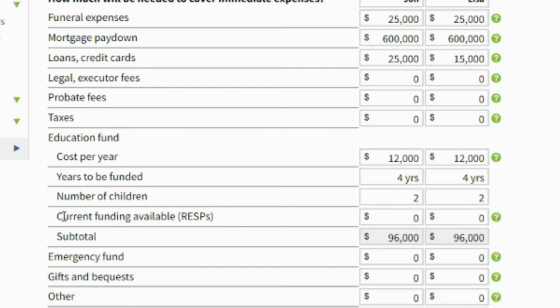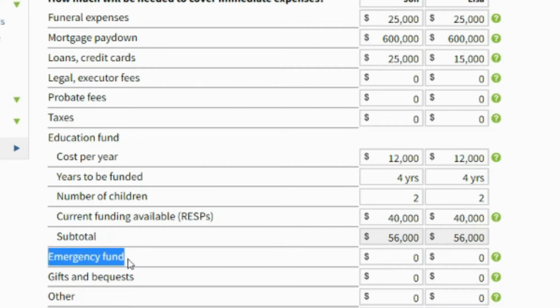Now, we're also going to take into account the current available RESPs because obviously if they have already saved that amount, it can be deducted from the total need. So let's say that John and Lisa have already been able to save $40,000 for their RESPs for their children.